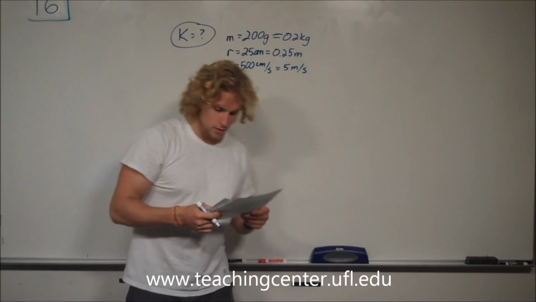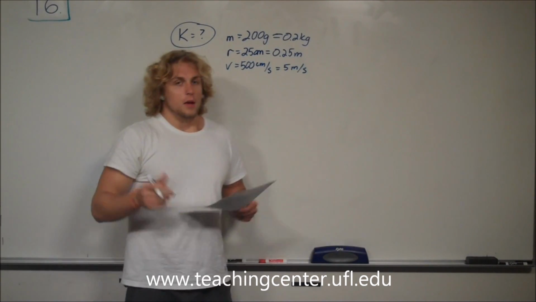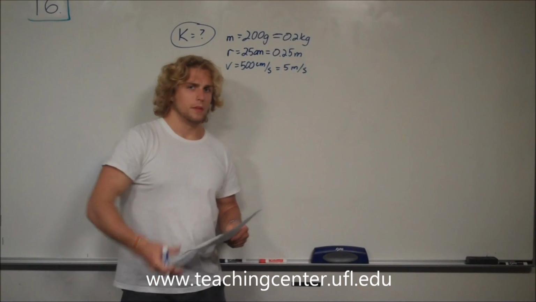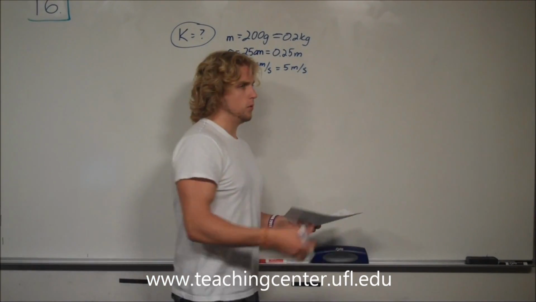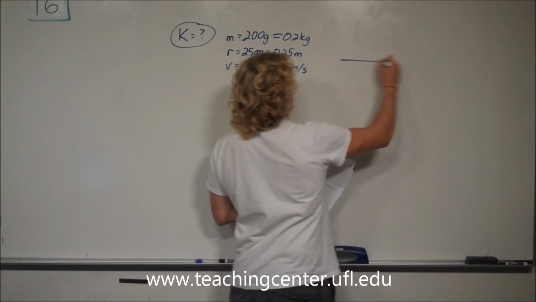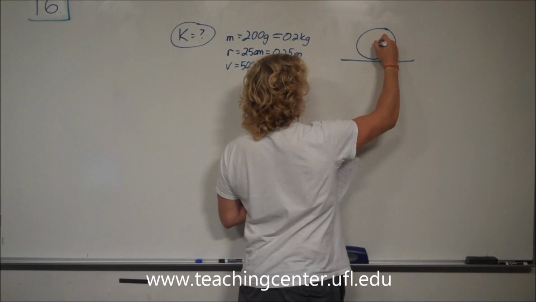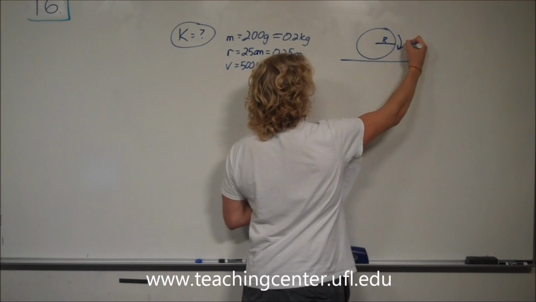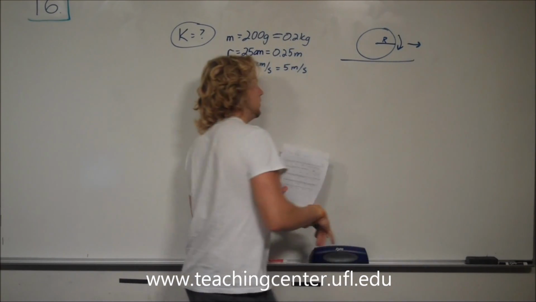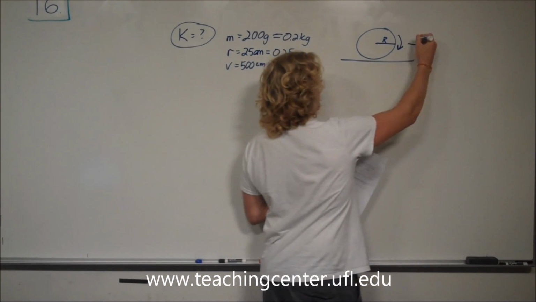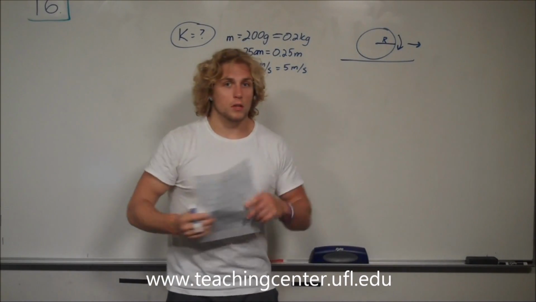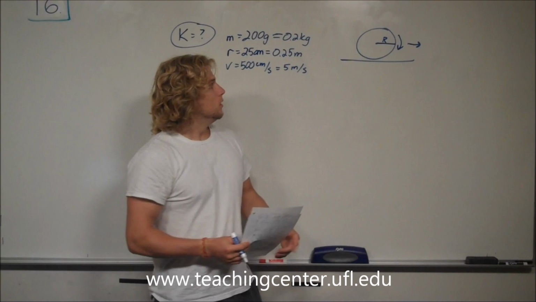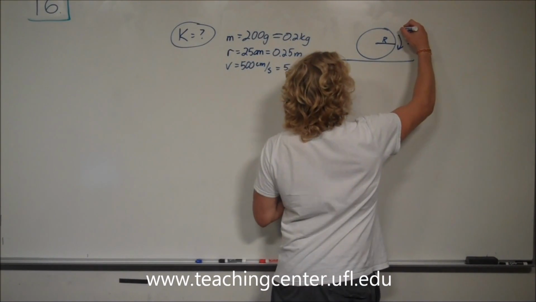Okay? So, we're looking for the total kinetic energy of a rotating hoop. Let's draw this picture out to figure out what we're trying to find. We have a hoop, radius r, and it's rotating and moving. So it's moving in two ways. It's rotating around and it's moving translationally. That means there are two different kinetic energies.